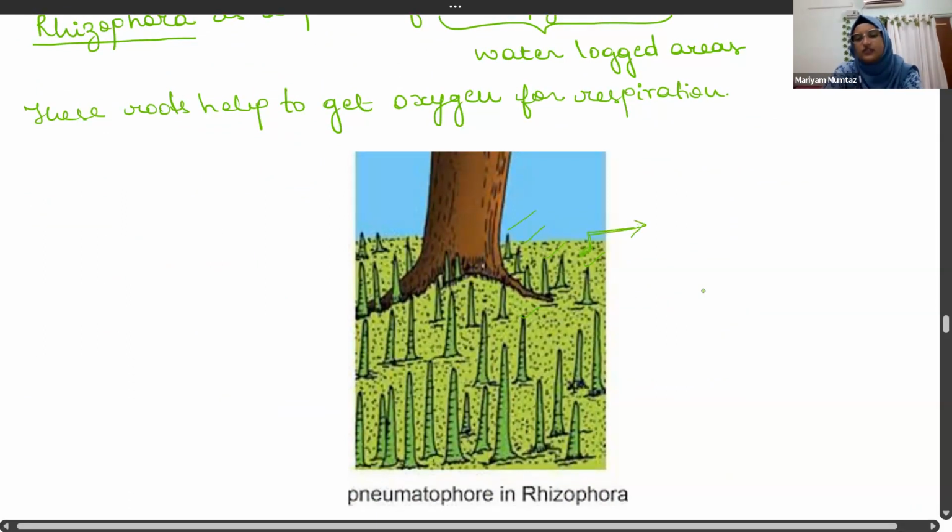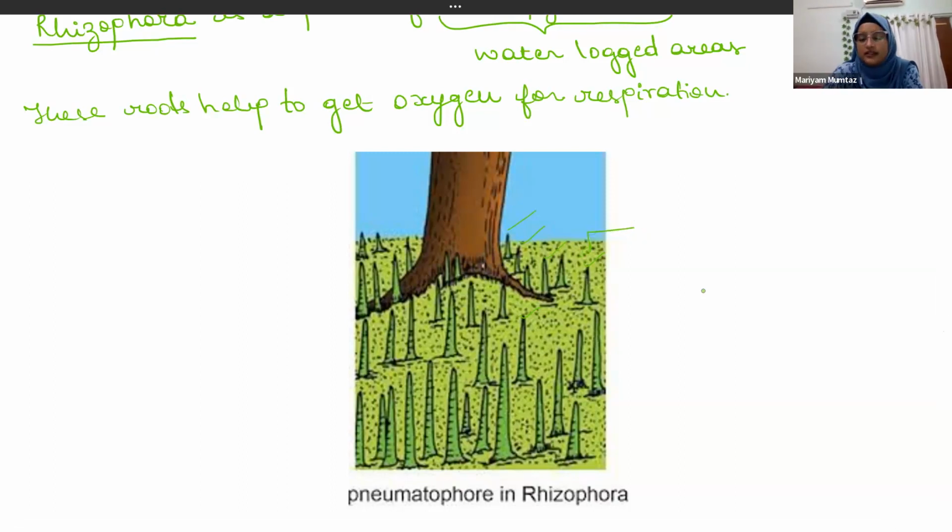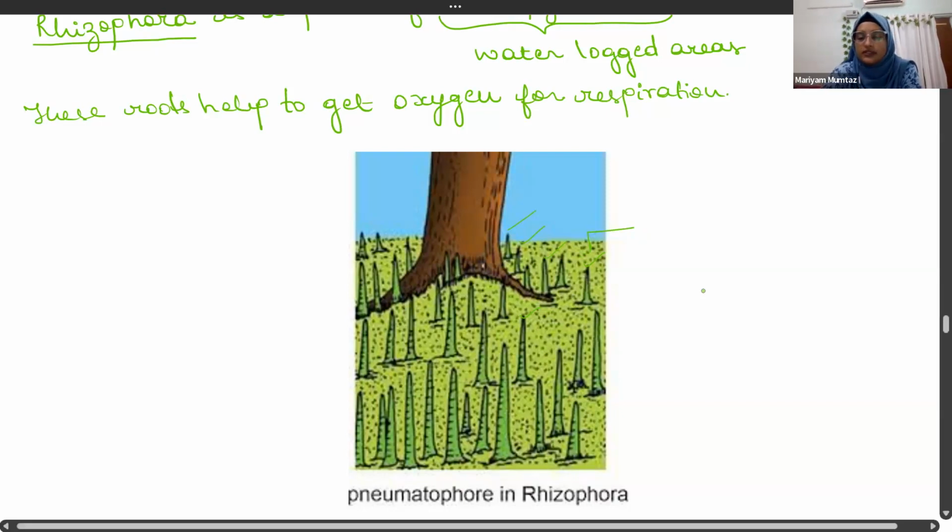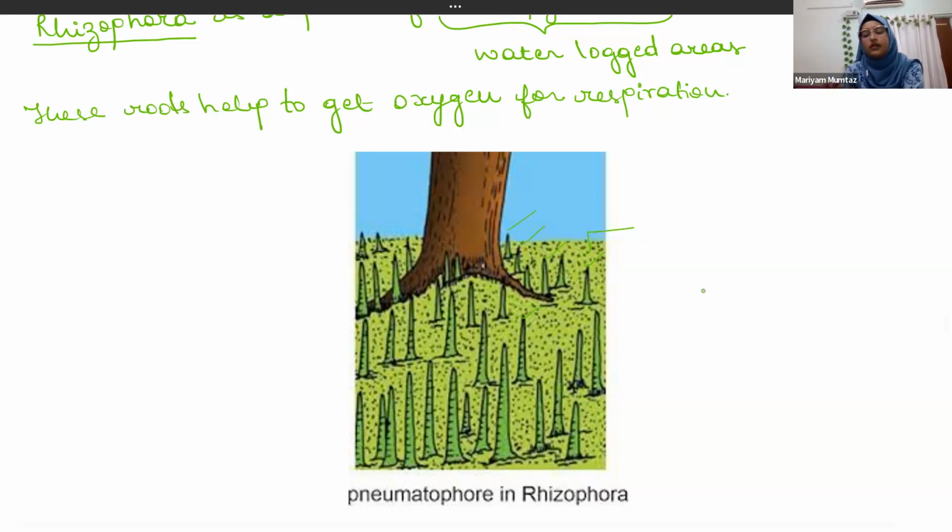This green thing is a swampy area. This is the area in which the plant or the tree is growing, and this is indicating that this area is severely waterlogged. There is more water here. So what happens is that the roots of this particular plant grow underneath and they start coming out. As soon as they come out, they grow vertically upwards.